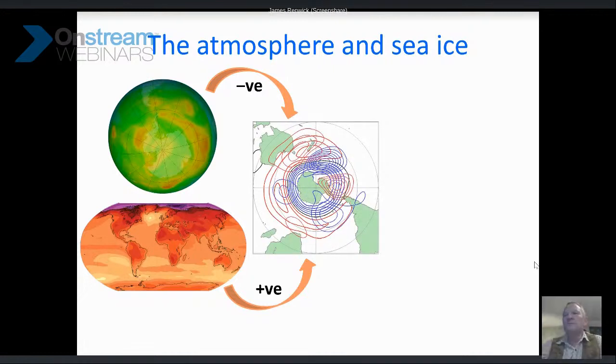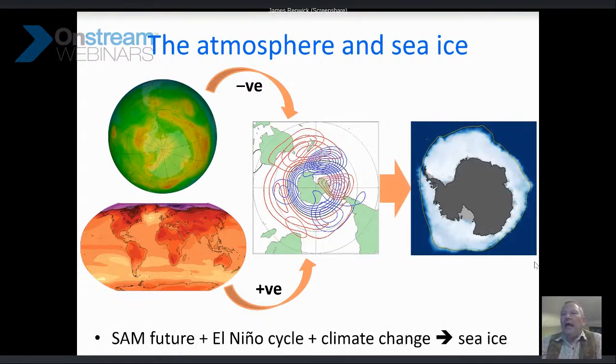Then we've got these wave patterns over the top, these sequences of highs and lows that often are driven from the tropics, from El Nino events and so on, and sometimes they just happen naturally. And all of these things, including just the general warming of climate and changes in the ocean circulation, all add up to what happens to the sea ice field. So I'd say we have to understand all of these effects before we can really say what sea ice extent is going to do around Antarctica.